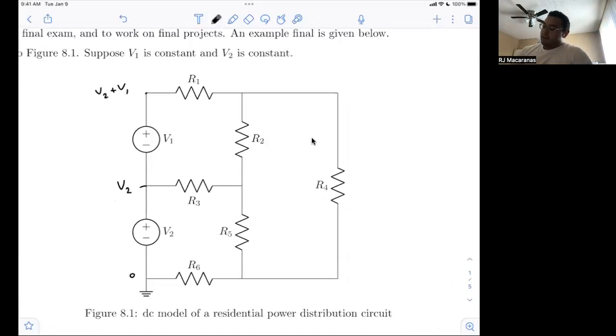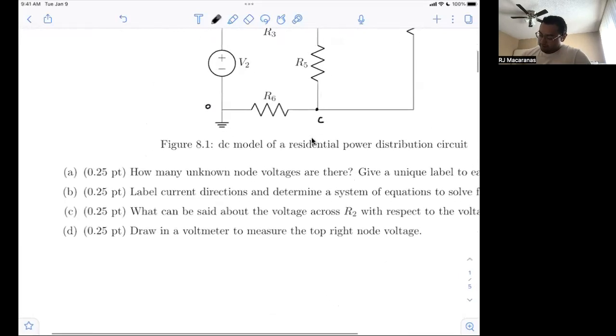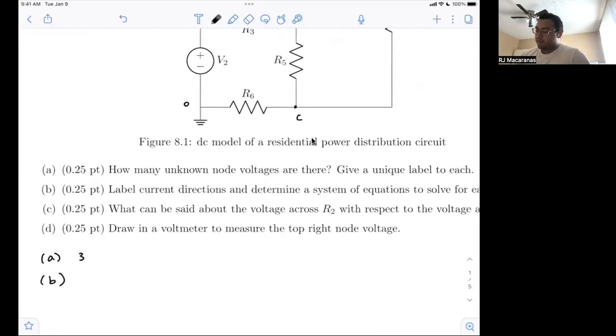So we've got 3 unknown node voltages on the right here: node A, node B, and node C. So we've gone ahead and labeled those. And then right here, I'll just write that there are 3 unknown node voltages. And for the second part, we are going to label current directions and determine a system of equations.